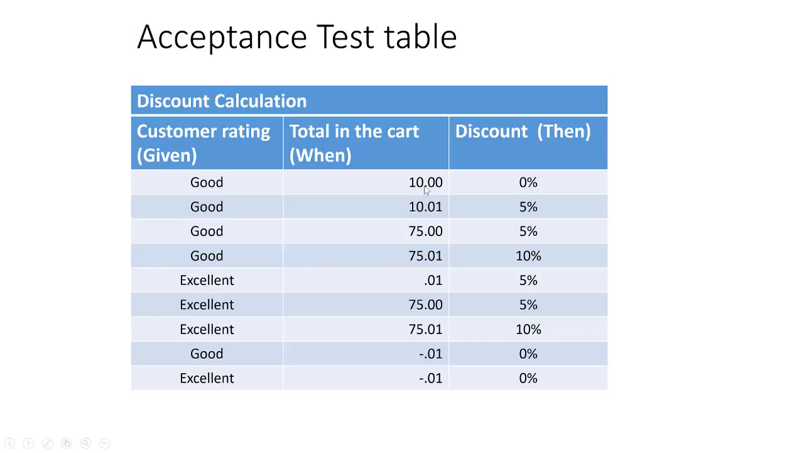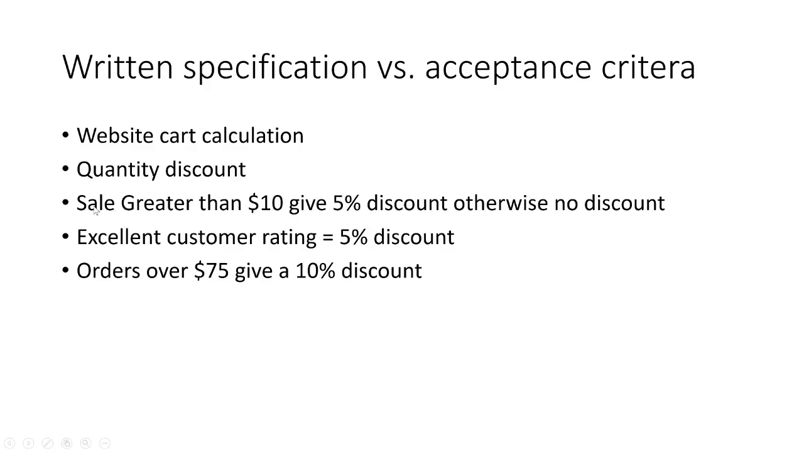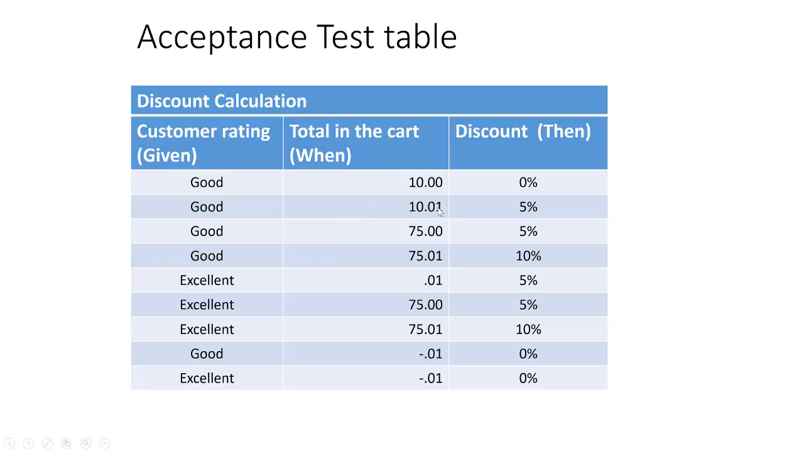So given the base condition of good, when there's $10 of product in their cart, they get a 0% discount. If sales are greater than $10, give a 5% discount. So it's $10.01, then you get a 5% discount. Given that they have a good rating and $75 in there, they get a 5% discount. So you're still getting the same discount. And at $75.01, then you get the 10% discount.